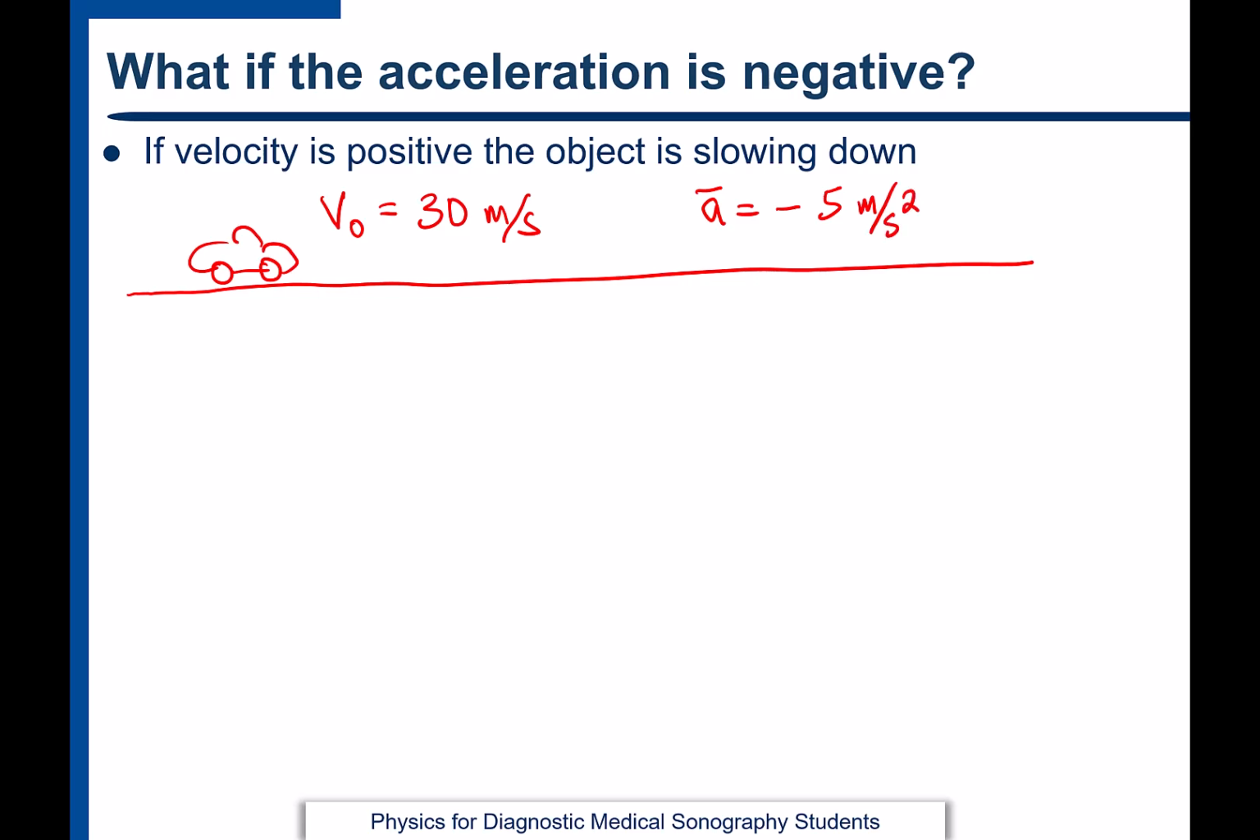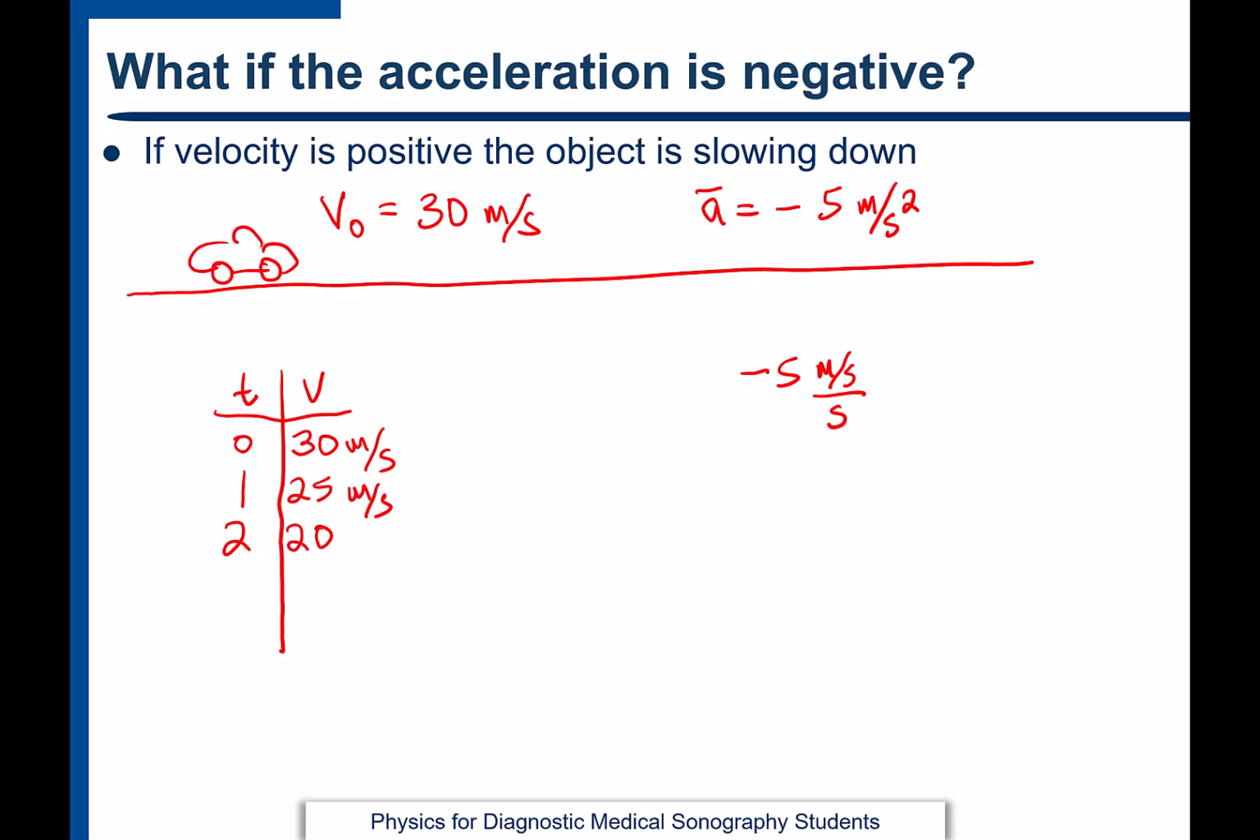So what does that mean? It simply means that when t is equal to 0, our car is moving at 30 meters per second. After 1 second, that velocity is changed by negative 5 meters per second. And so after 1 second, it would be going only 25 meters per second. Or after another second has gone by, it would be going only 20 meters per second. If the velocity is positive and the acceleration is negative, it simply means that the object is slowing down.